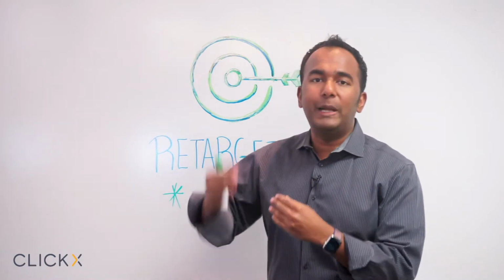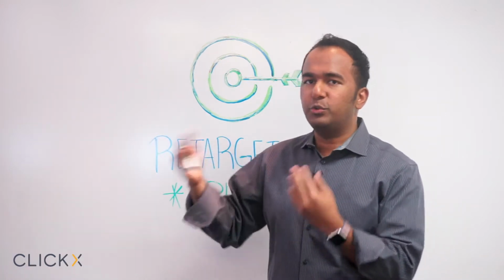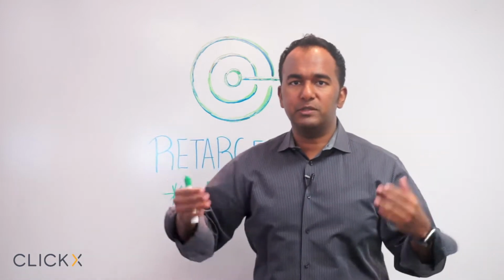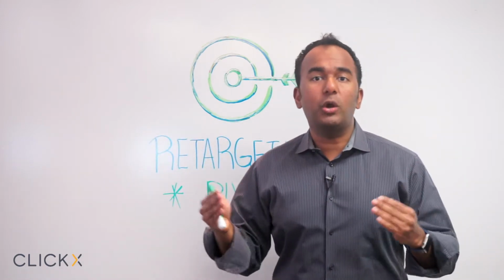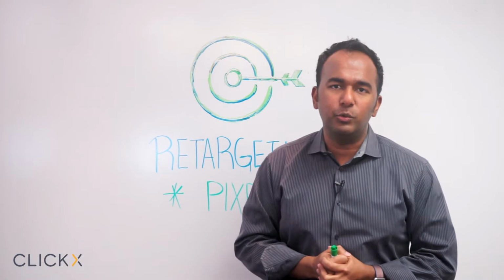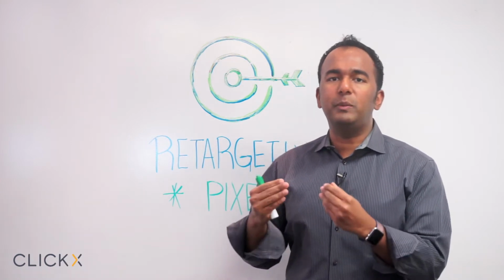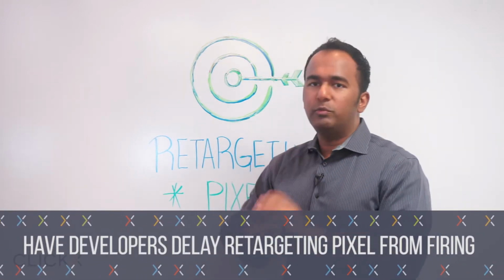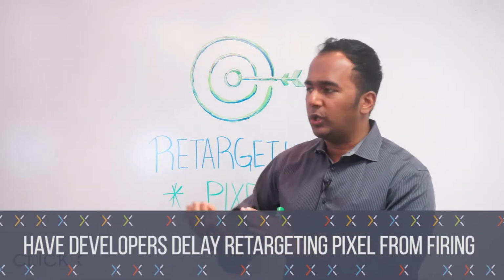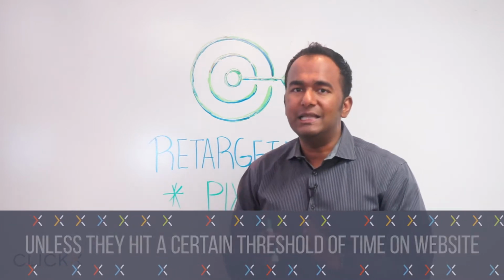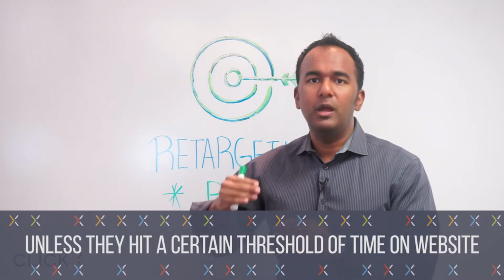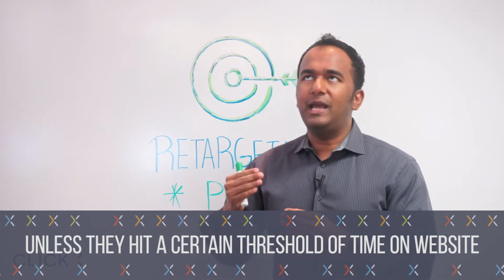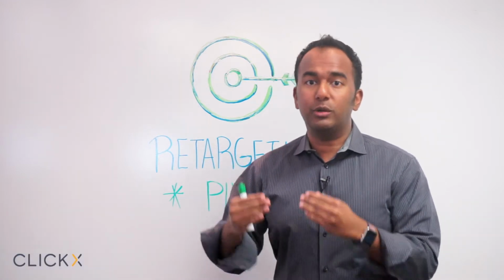Now, if you keep spending more and more money, like $10,000 or $20,000 over 2, 3, 4 months, just on retargeting, and you're not seeing the ROI that you want, it's because you're serving ads to people that wouldn't really care about your brand. So my strategy is to have your developer write some code to delay the retargeting pixel from firing unless they hit a certain threshold of time on your website. So say 10 seconds or 20 seconds or 30 seconds.